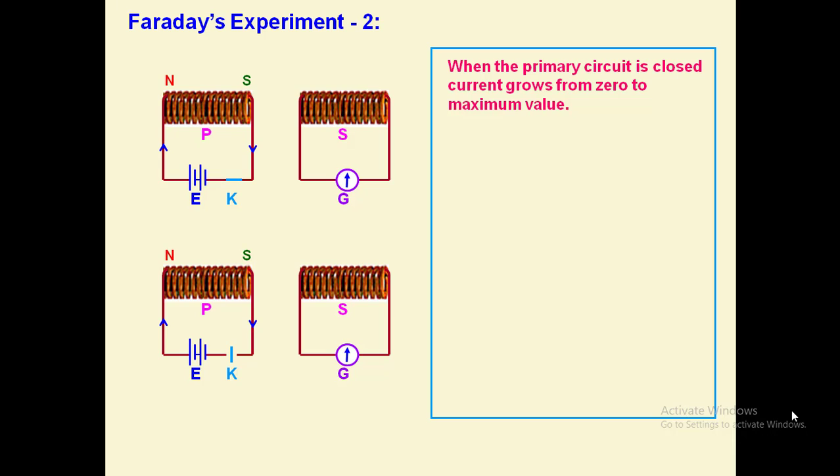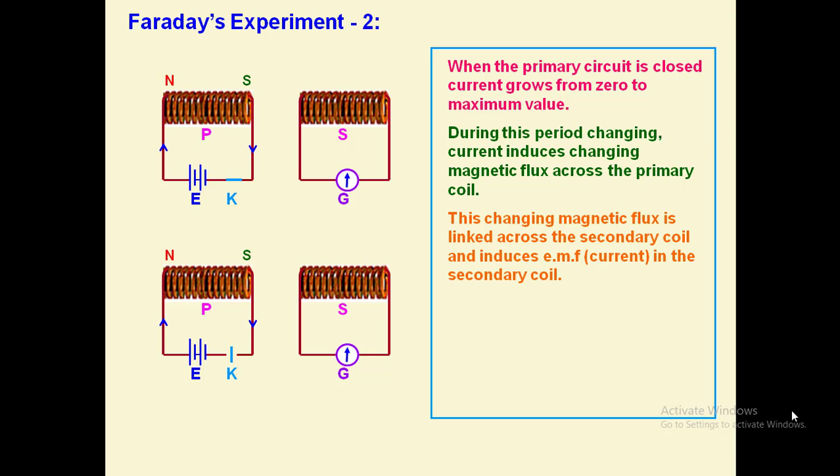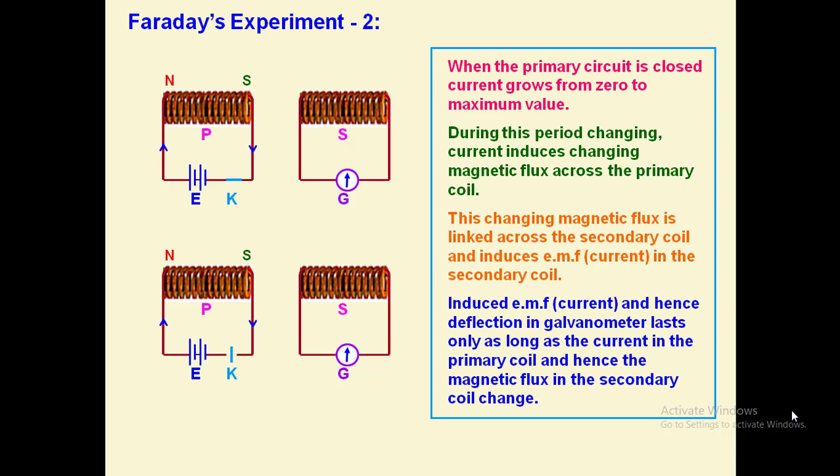So when the primary current grows from 0 to maximum value, during this period, the changing current induces a changing magnetic flux across the primary coil. This change in magnetic flux is linked across the secondary coil and induces EMF in the secondary coil. Induced EMF, and hence deflection in the galvanometer, lasts only as long as the current in the primary coil, and hence the magnetic flux in the secondary coil, change.